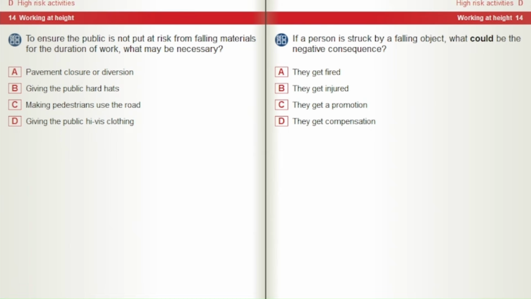To ensure the public is not put at risk from falling materials for the duration of work, what may be necessary? Pavement closure or diversion. Giving the public hard hats. Making pedestrians use the road. Giving the public high-vis clothing.